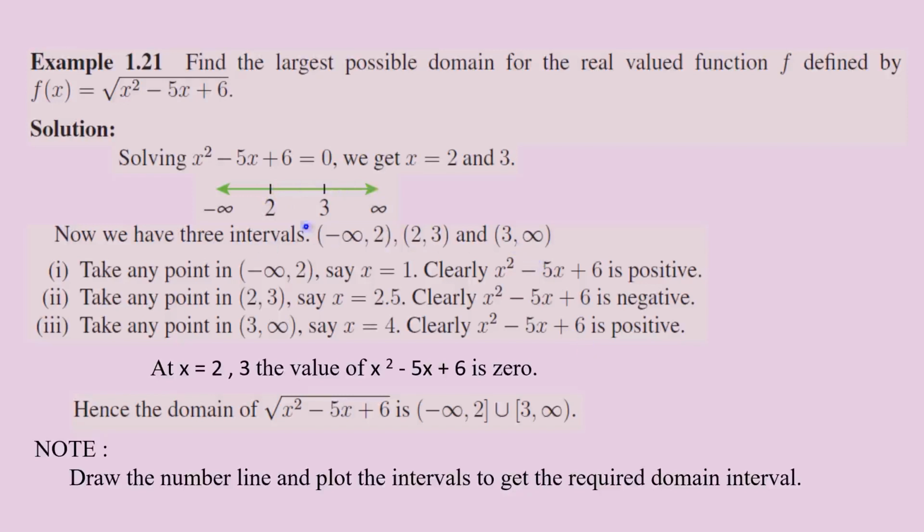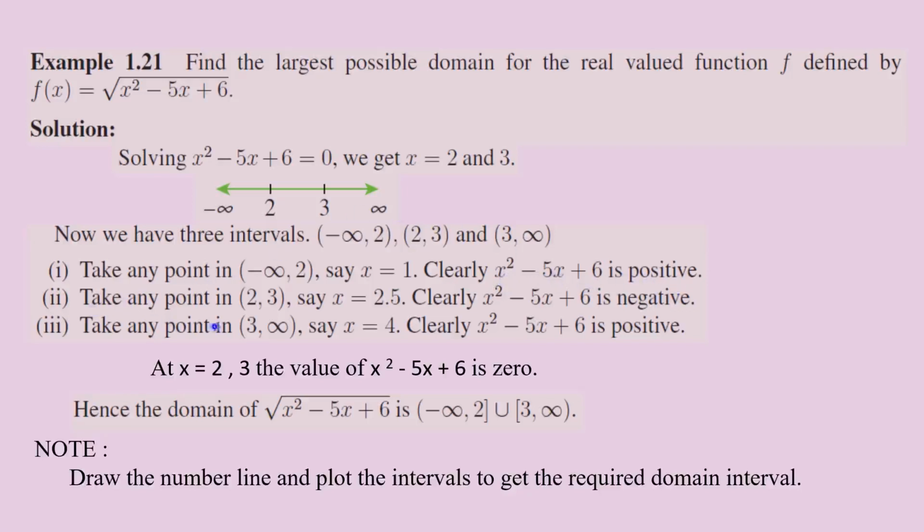Next we are going to substitute. We take a point between each of these intervals and substitute it in this expression. So take any point in the interval minus infinity comma 2. They take x equal to 1. Clearly, if you substitute x equal to 1 here, we will get a positive value. Substituting 1 for x gives 1 square, minus 5, plus 6. So 1 plus 6 is 7, 7 minus 5 is 2, that is positive.